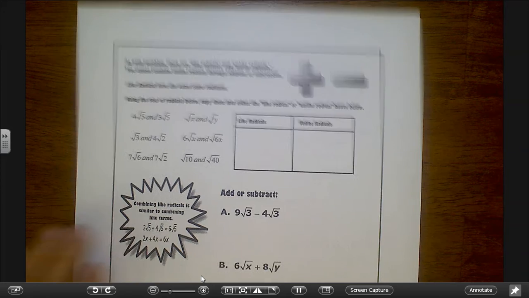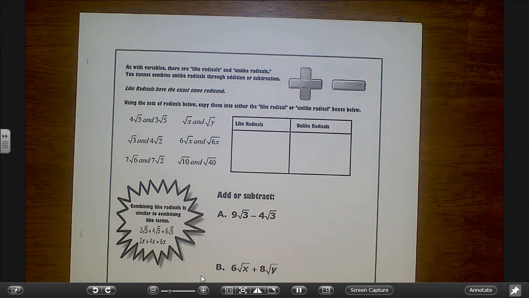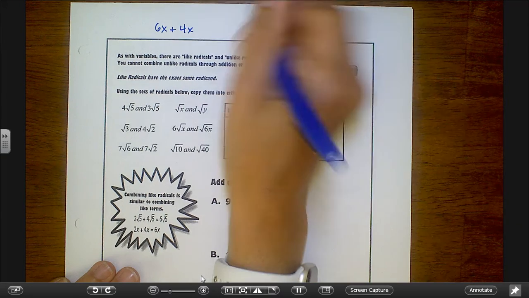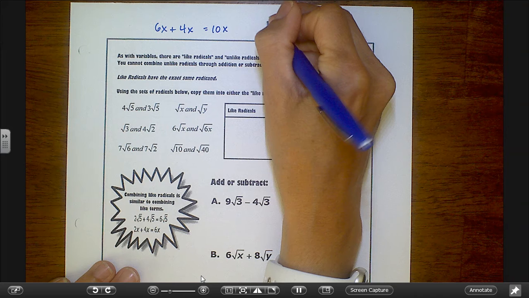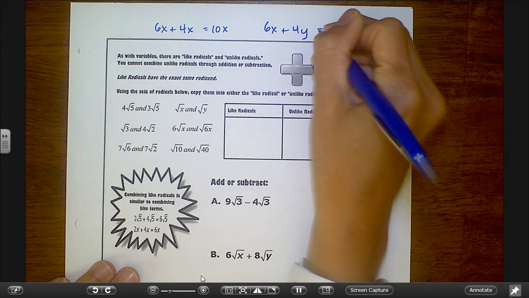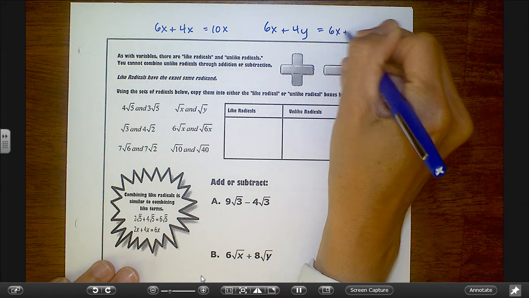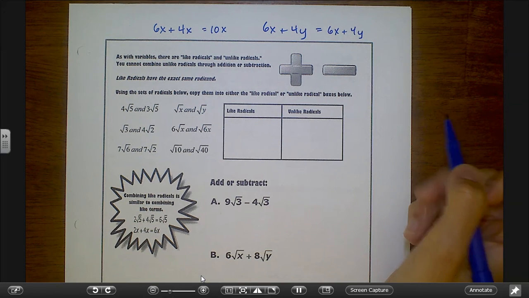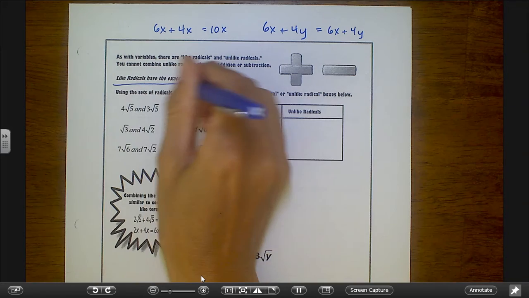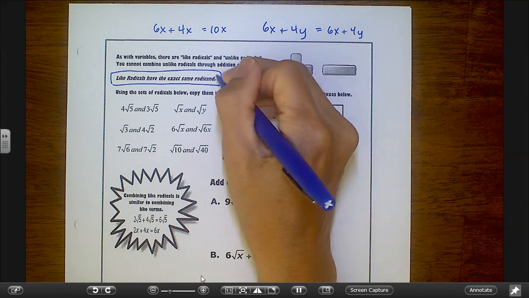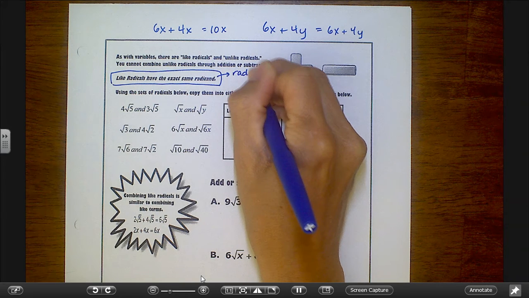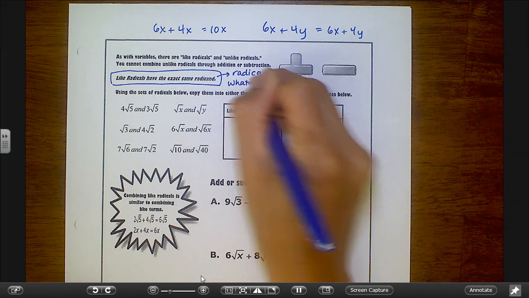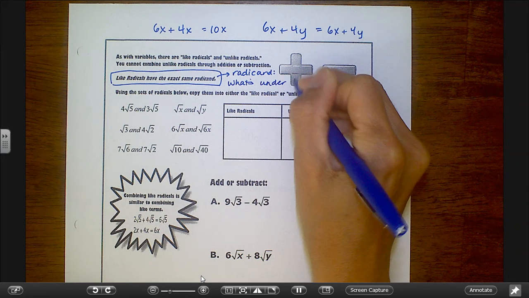And remember, like adding and subtracting, you have to have like terms, right? So if you have 6x plus 4x, you can add those together and it's 10x. If you have 6x plus 4y, you can't do anything with that because they're not like terms. So it's just 6x plus 4y. Same thing with radicals. Like terms are radicals that have the exact same radicand. And remember, the radicand, and I say remember, I don't even know if I ever said this yet this year, is what's under the radical, or the square root, whatever you want to say.